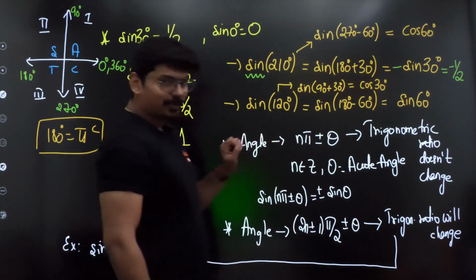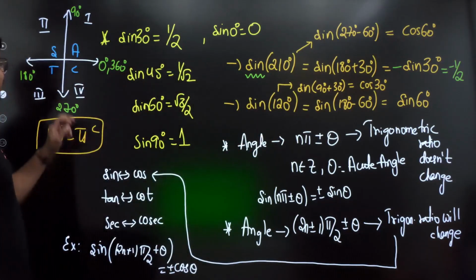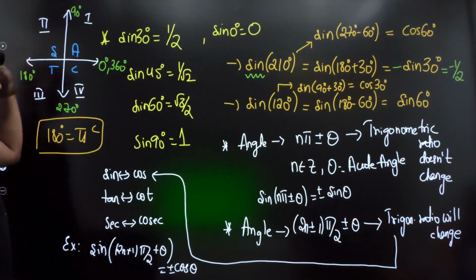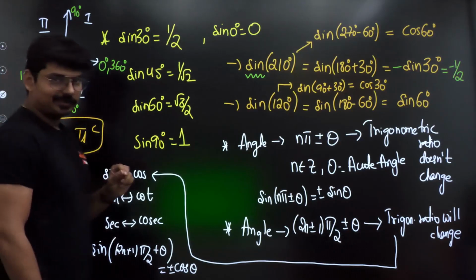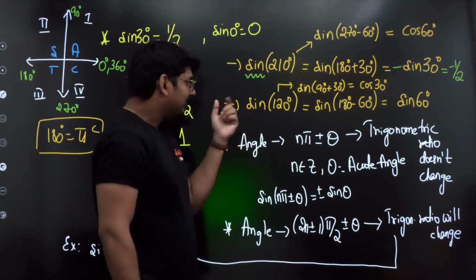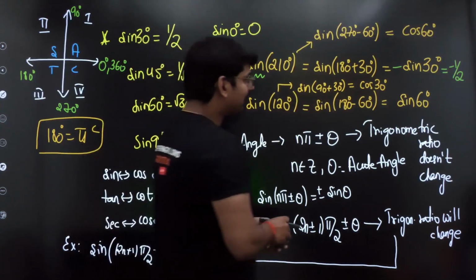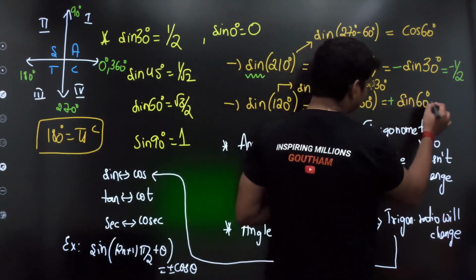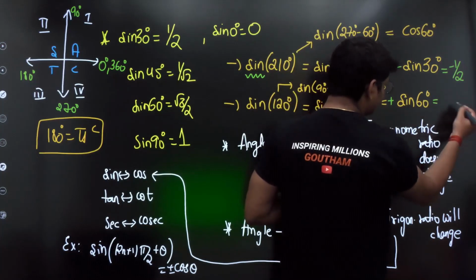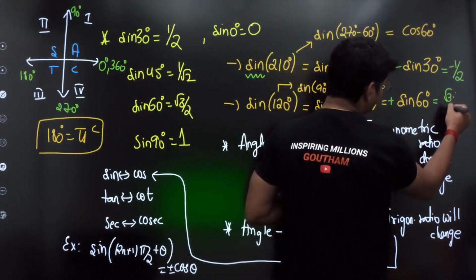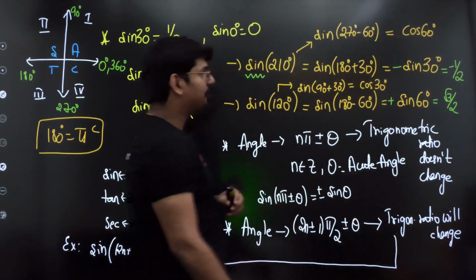Similarly, what about 120? 120 guys, it lies between 90 and 180. So second quadrant. So in the second quadrant, what is going to happen? Well, sine is positive in the second quadrant. So whatever result we got, plus sine 60, that is going to be how much? It's going to be root 3 by 2. So this is the answer.